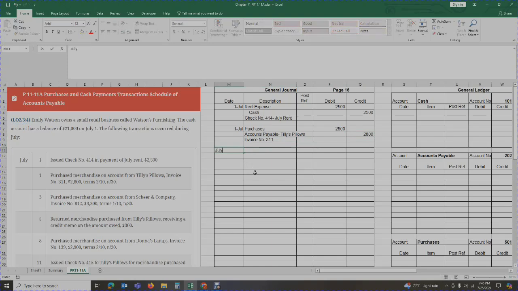Okay, so what happened on July the 3rd? On July the 3rd, we purchased more merchandise on account, but this time from Shear and Company. Invoice number 812, $3,300, and the terms are 1/10, net 30. So from this purchase, we get a 1% discount if we pay within 10 days. If not, the balance is due in 30 days. So what happened? It's the same one as above. We have a purchase. Purchases is going to be debited for the total of $3,300. And we're going to have accounts payable, but this time it's for Shear and Company.